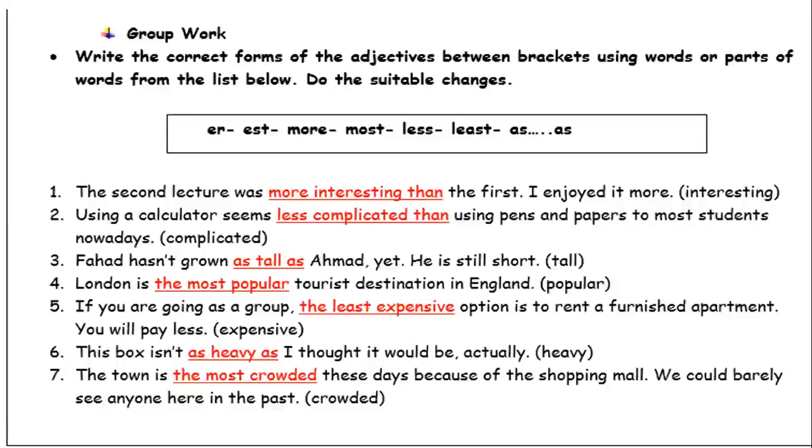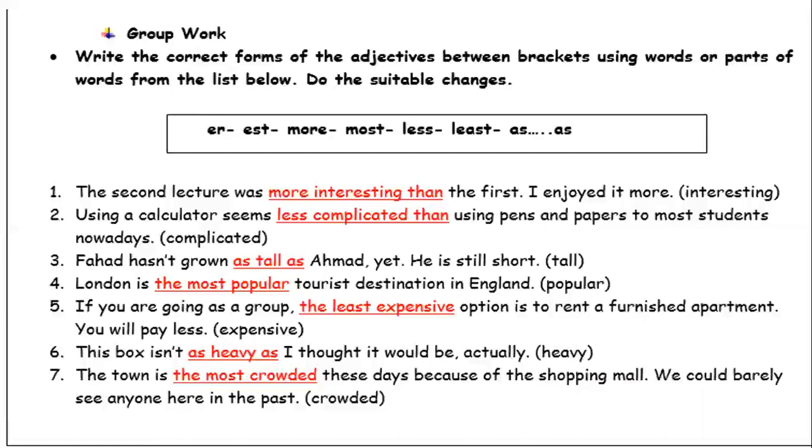I enjoyed it more. Now the second sentence: using a calculator seems using pens and papers to most students nowadays. So I have also two parts or two objects, using a calculator and using pens and papers.